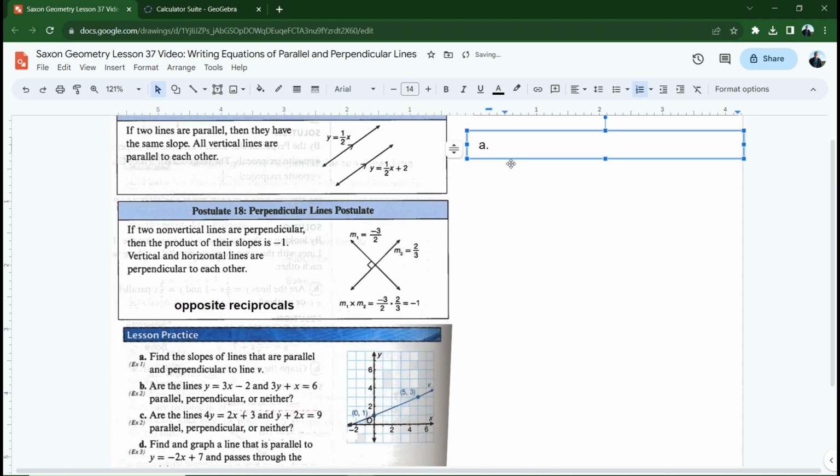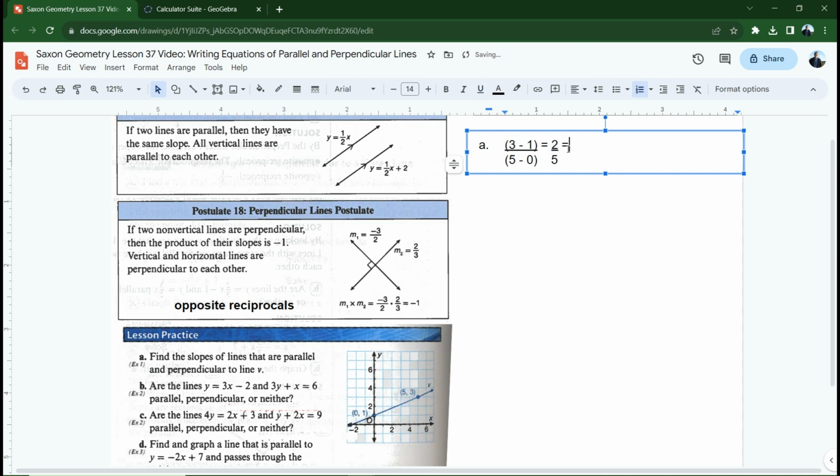Well, first of all, I'm going to use the slope formula. Y2 minus Y1 over X2 minus X1. Let's turn this into a fraction, and then let's solve it. So 3 minus 1 is 2. 5 minus 0 is 5. So we've got the fraction 2/5 as my slope.